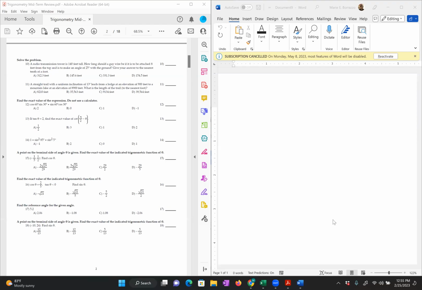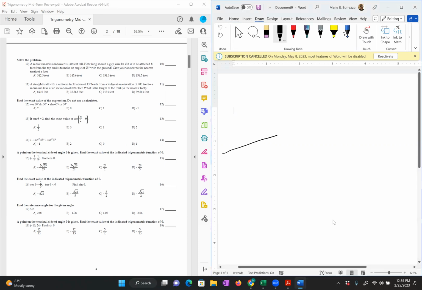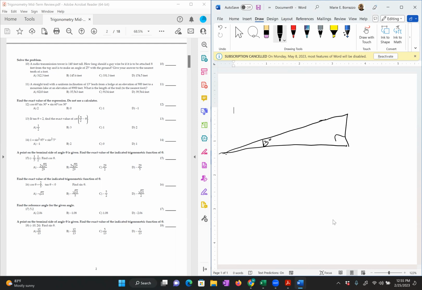All right, so I'm going to continue with number 11. Number 11 talks about a straight trail with a uniform inclination of 13 degrees. So if you could just imagine a trail, it obviously has an inclination of 13 degrees, so we're here. There's a 90-degree angle. It says the total here is 8,900 feet, but we're looking at it to about here, which takes away 900 feet. So 900 feet is the change, and we're left with 8,000 feet here. And then they want to know how long this trail is.